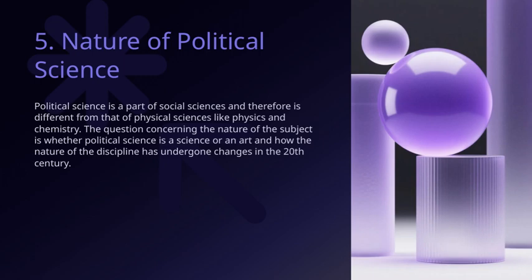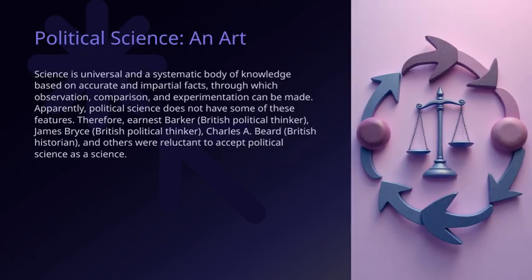So, understanding the nature of political science helps us appreciate its unique position. It's a discipline that combines scientific inquiry with a nuanced understanding of human behavior, which makes it both a science and an art. Science is often seen as a universal and systematic body of knowledge. It relies on accurate and impartial facts, which allow us to observe, compare, and experiment. These are the core features that make science reliable and objective.